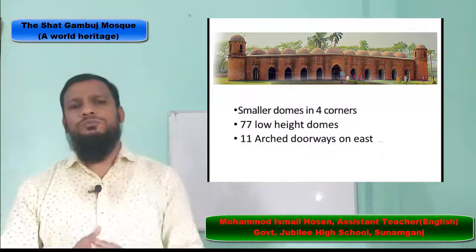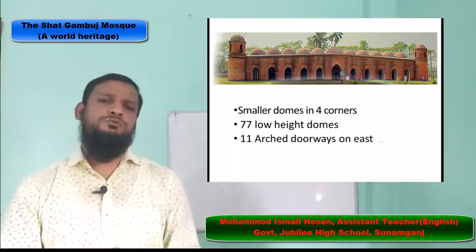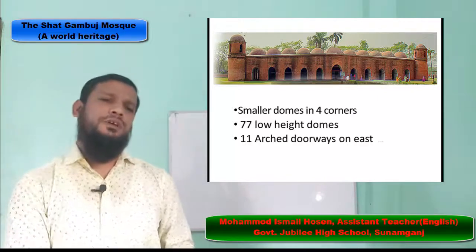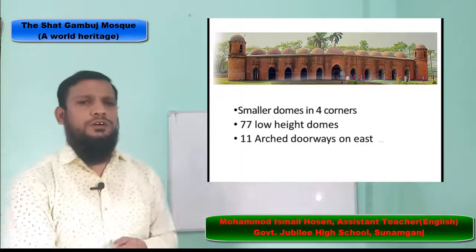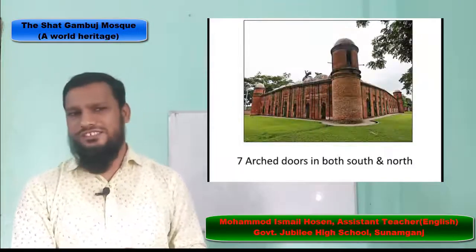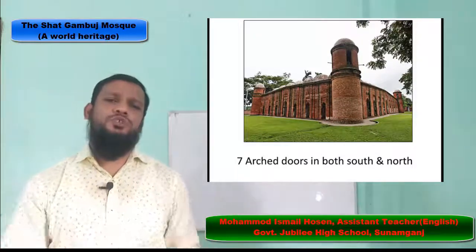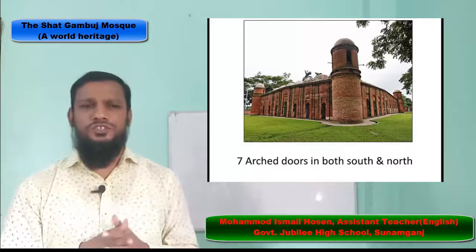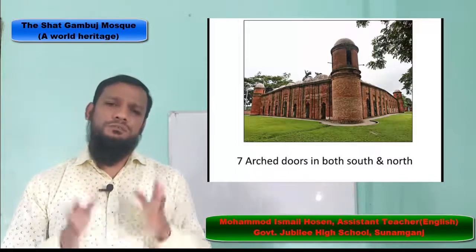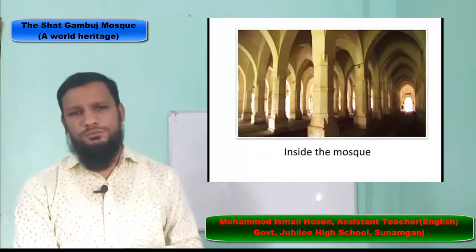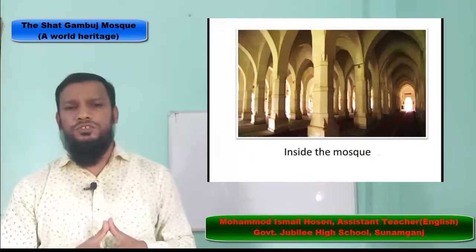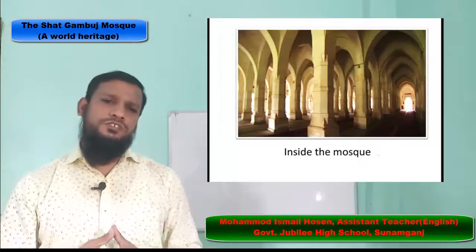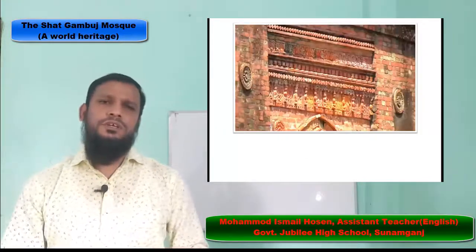There are four smaller domes in four corners, 77 low and high domes, 11 arched doorways on the east, and 7 arched doors in both south and north. And inside the mosque, yes, you can see the picture. In the picture, you can see the inside scenario of the mosque.